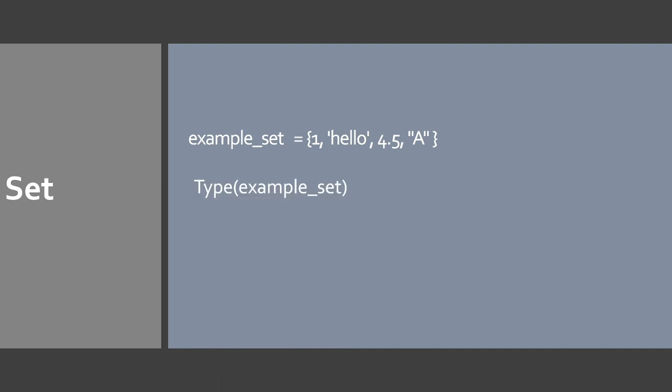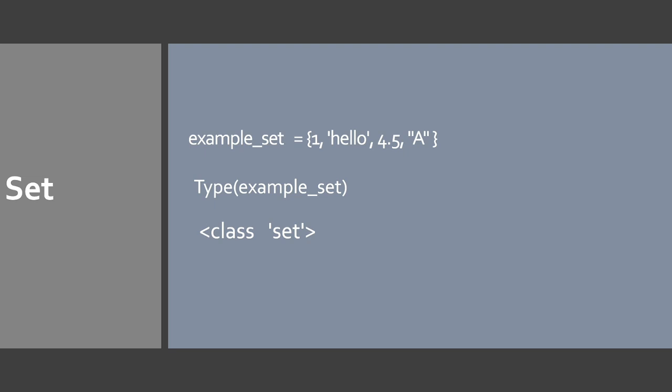The last type is set, which is an unordered and non-indexed collection of non-repeated values. Let me demonstrate an example of this data type. Suppose I assign a set of 4 items to a variable named example_set. I then check the type of the value stored in the example_set variable by passing it to the type function. Python reports that the underlying data type that the example_set variable holds is a set.